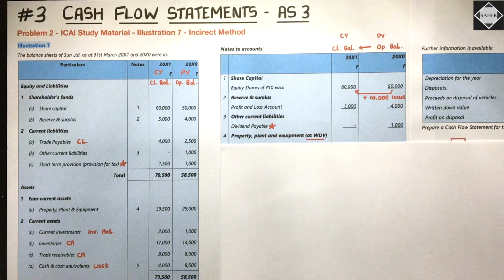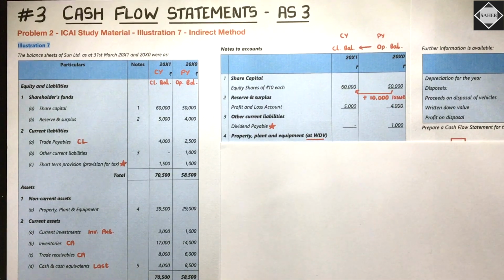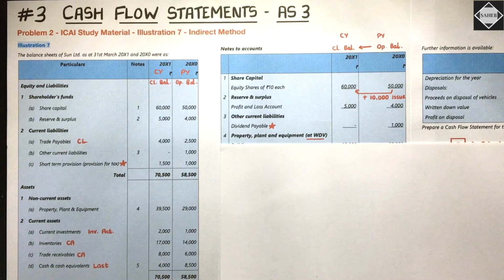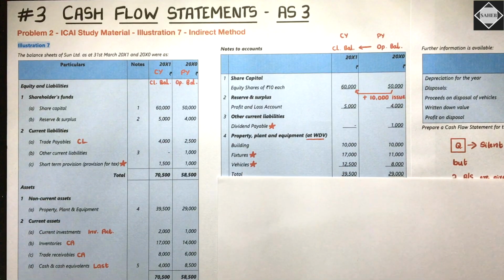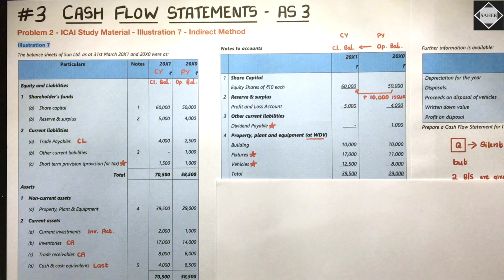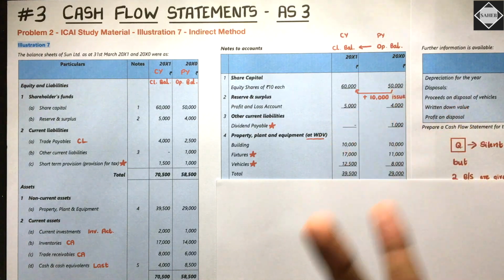Property, plant and equipment, they are saying at WDV, which means written down values. It's not at original cost. So mostly accumulated depreciation will not be there. See here, accumulated depreciation is not there. You just have WDVs, which means they are following the charge method. Directly they are charging the depreciation in the PPE account only, in the asset account only. They are not opening a provision for depreciation or accumulated depreciation account. Is it clear? So your work becomes simple, your solution becomes simple.